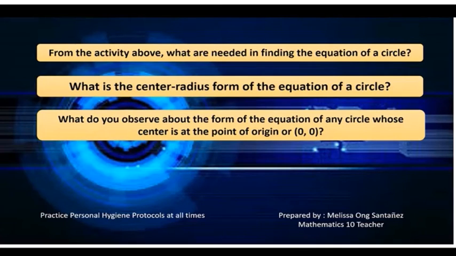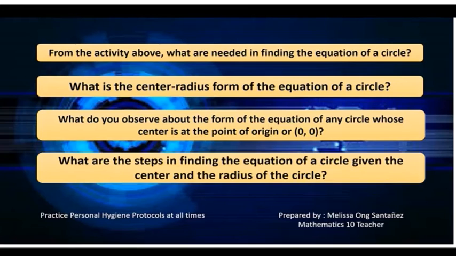And upon plotting the graph, finding the center and the radius, and transforming the equation, what have you observed about the form of the equation of any circle whose center is at the point of origin, or 0, 0? I guess I mentioned it already. If your center is at the point of origin, located at 0, 0, then the equation of your circle looks simpler, which is x squared plus y squared equal to r squared.